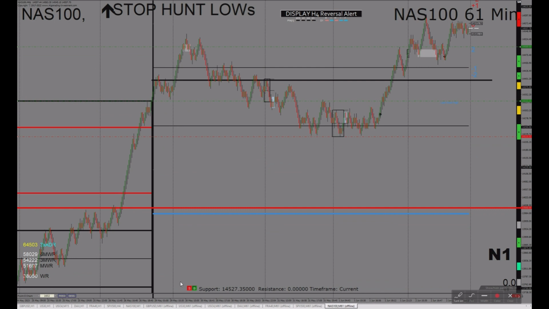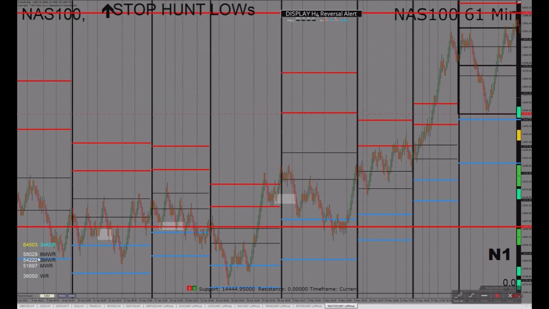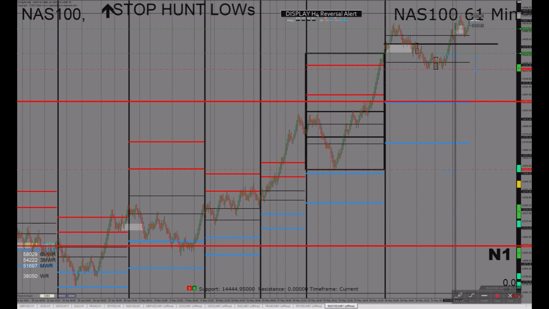Same thing with NASDAQ. Let me go to a higher time frame. So the 3x ADR for NASDAQ is 645 pips. So let's see, 645 pips. Okay, we're well over that.